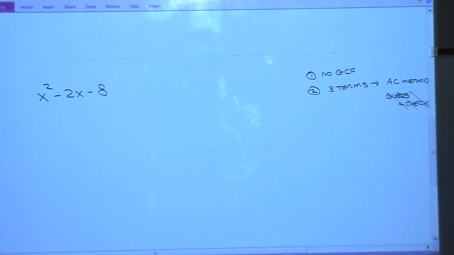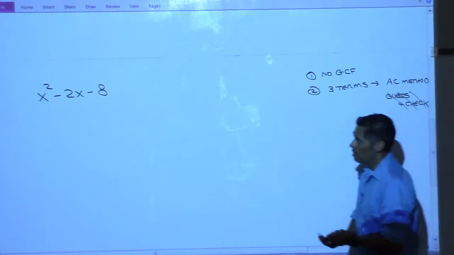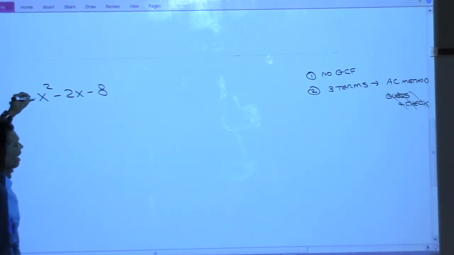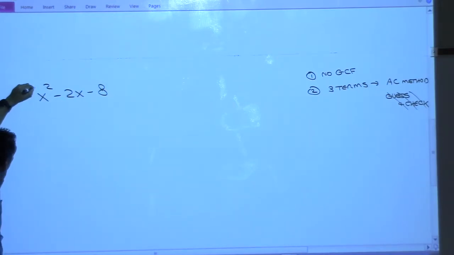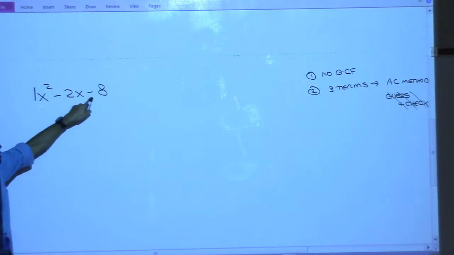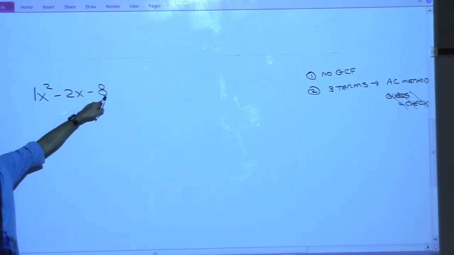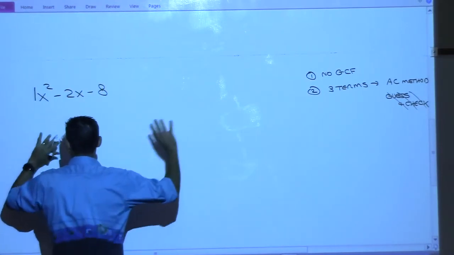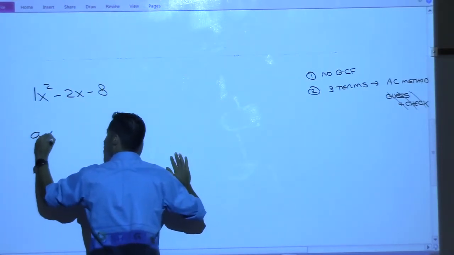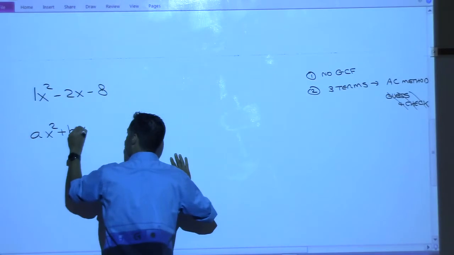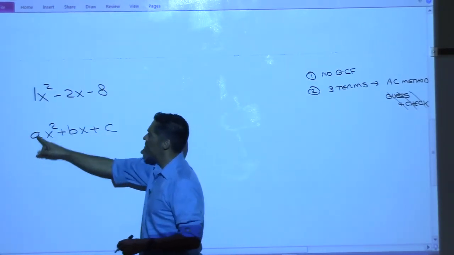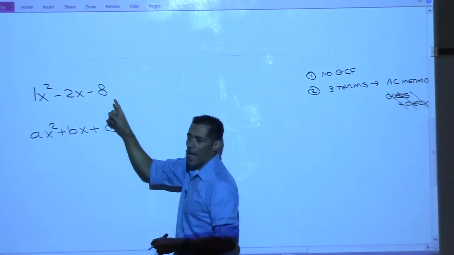Okay, so the way the AC method works is as follows. What you're going to do is look at your three terms. You're going to identify the coefficients of each of the terms. So the coefficient is the number. There's a 1 here, there's a -2 here, there's a -8 there, right? Okay, so whenever we write quadratics, don't write this down. Whenever we write a general quadratic, we write it like this. We say ax squared plus bx plus c. The a is the number in front of this, and the c is the number in the back.